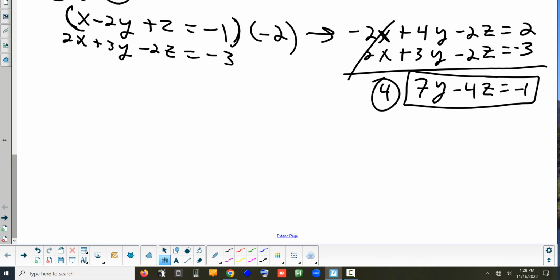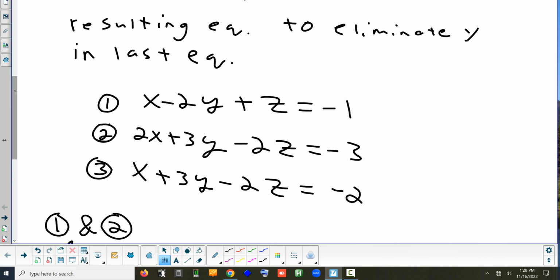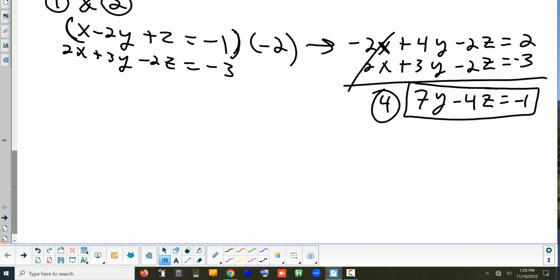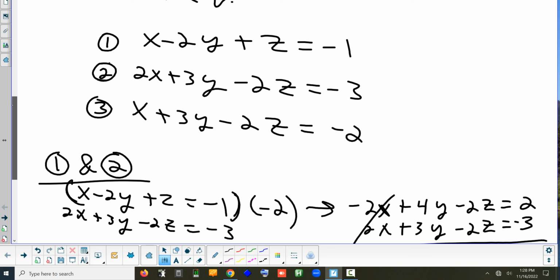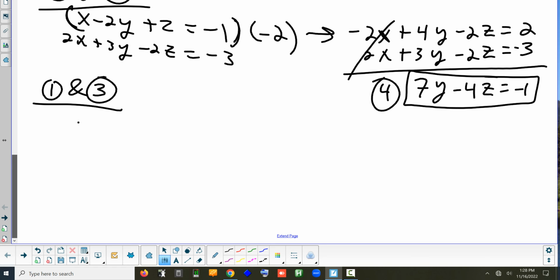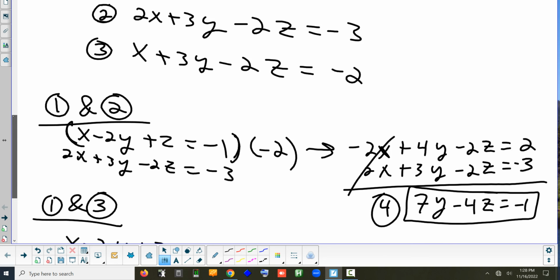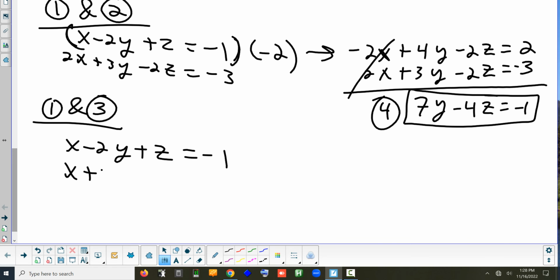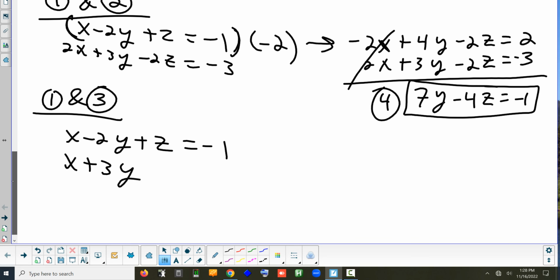Okay, so we used equations 1 and 2. We can't use 1 and 2 again, so let's do something different. Now let's do 1 and 3. And it's going to be the same goal: get rid of the x. All right, so equation 1 is x minus 2y plus z equals -1. If you notice I copied anything wrong, please let me know. Equation 3 is x plus 3y minus 2z equals -2.